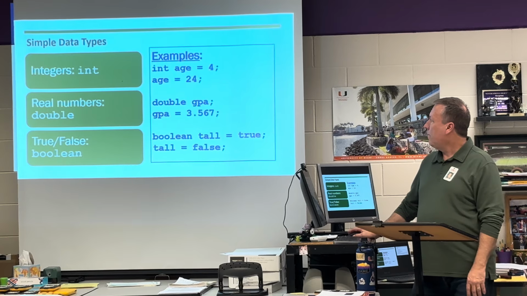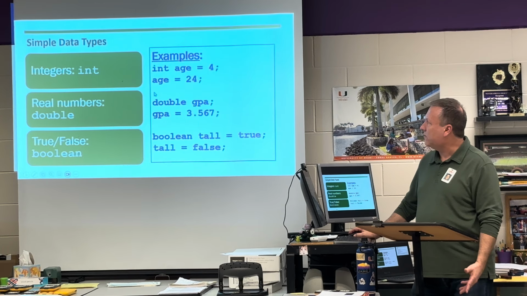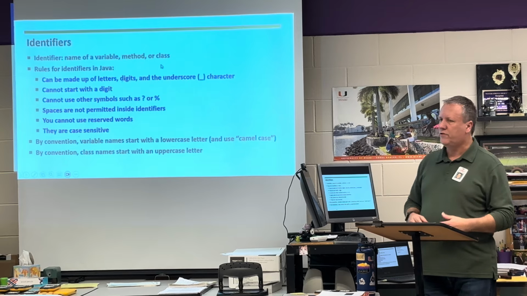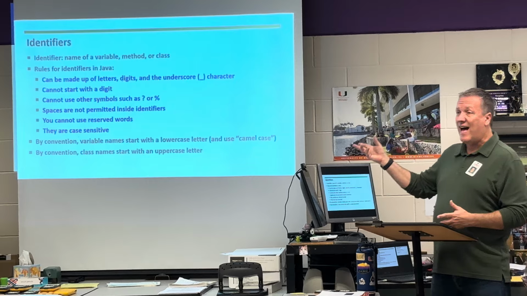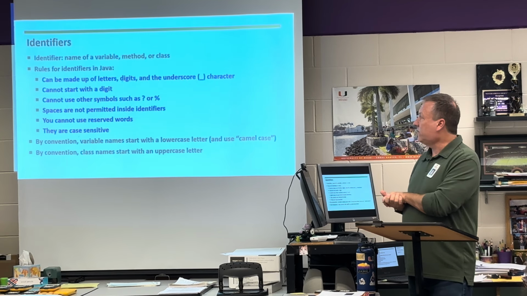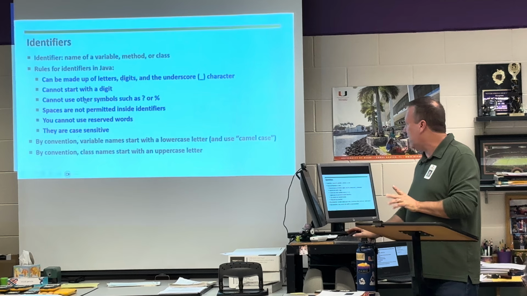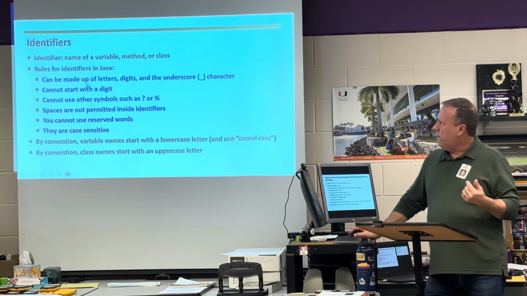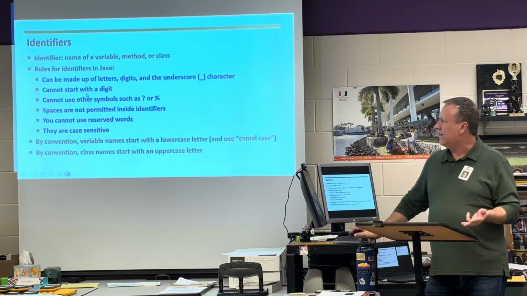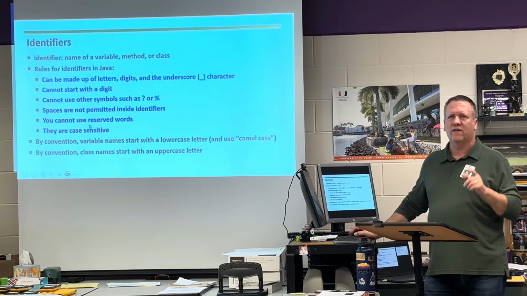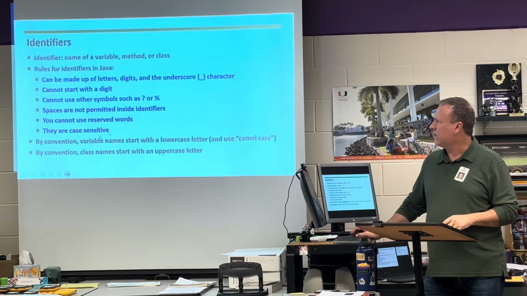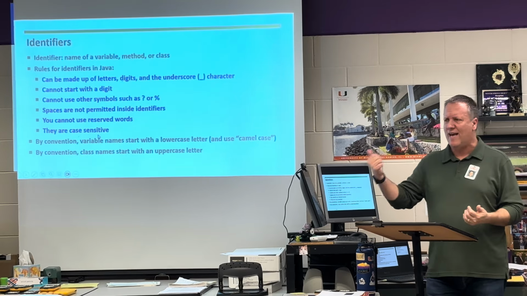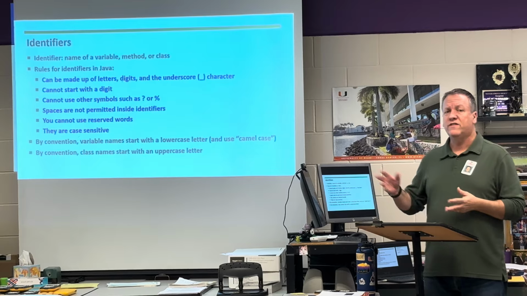So these identifiers, the names of my variables, are what we use to identify a variable, but we also use the same rules to identify a class, or what we call a method, and we'll see those later. Some rules for identifiers: it can be made up of letters, digits, and the underscore. It cannot start with a digit, and cannot use other symbols. You can't have spaces. You can't use reserved words like the word public. We saw that was a Java keyword, so we can't use that. And they are case sensitive. So if you ever come up with a variable name like age or GPA or numDays, whatever, you just have to follow those rules.